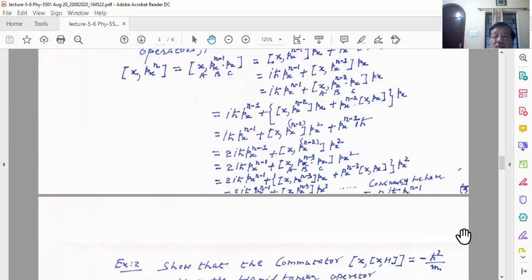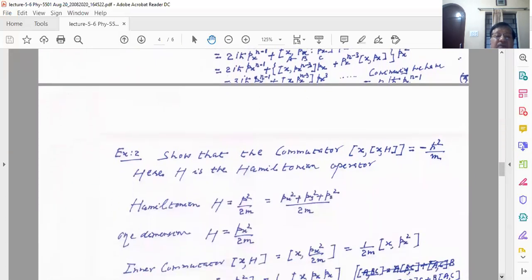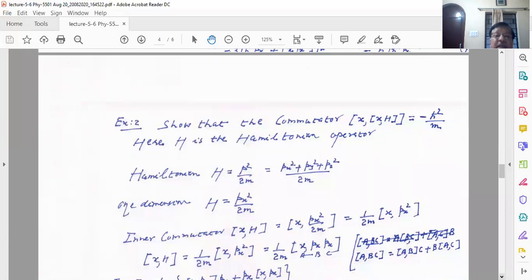Okay, and now today I have selected some problems, so let us go for another problem which I would like to explain, to show that the commutator of, you see, I have the nested commutator here. You have the inner commutator, the commutator of x with H, and then the commutator of x with that commutator of x, H, and that gives you the answer minus ħ square by m.